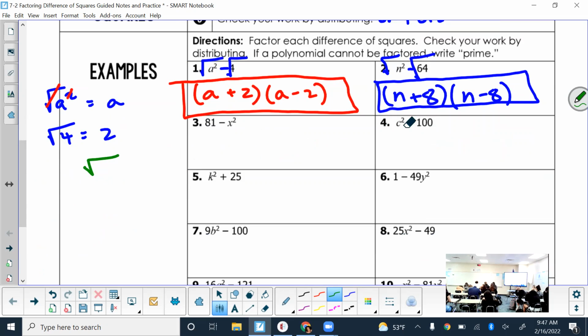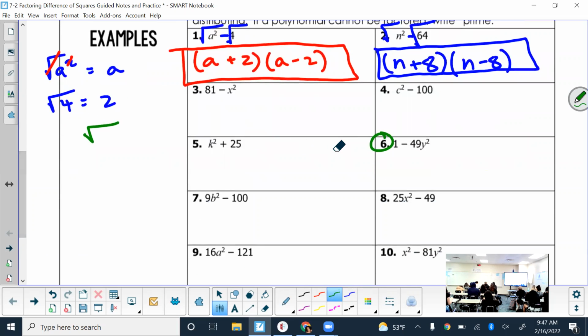All right, now let's look at some others that are a little more challenging. Let's look at 6 together. Is this a difference of squares? Yes. There's a minus sign. 1 is a perfect square. What's the square root of 1? And then this is also a perfect square. You'll just have to break it up. Desmos will not solve variables for you. But what's the square root of 49?